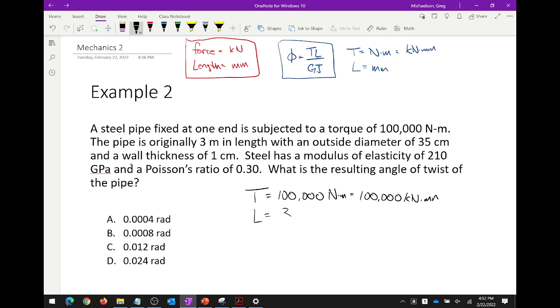Now the length needs to also be in millimeters. We were given the length of 3 meters. It's the G and the J that we need a little bit of work on. So let's look at the G. By the way, what units do we think G needs to be in at the end of the day? There you go. Which isn't going to be a problem. So for G, what we're going to do is use our relationship between E and Poisson's ratio. And again, that's in the manual, really easy to find.